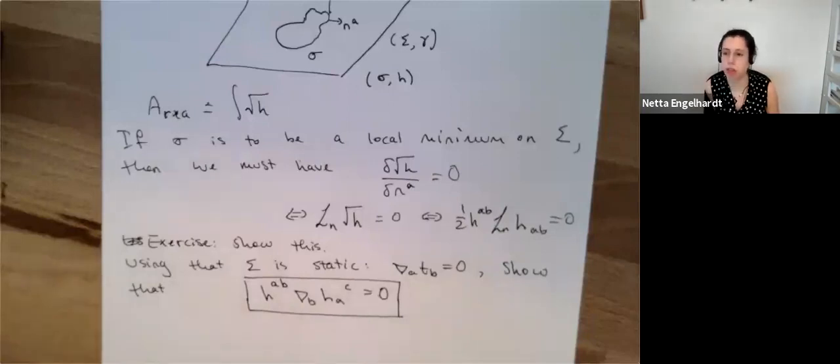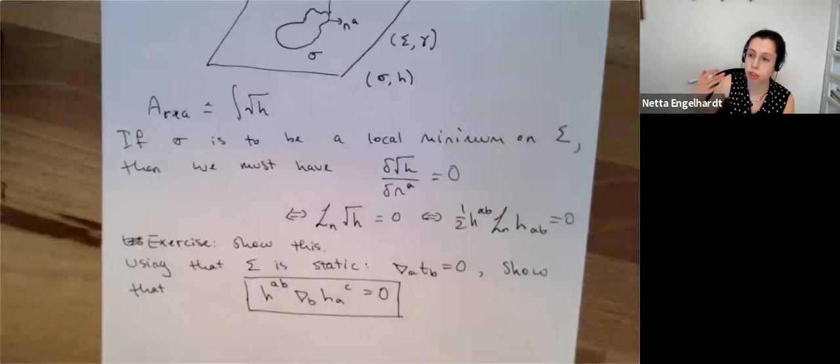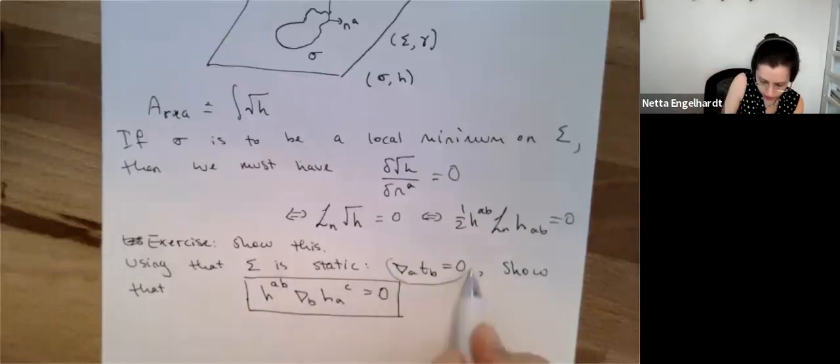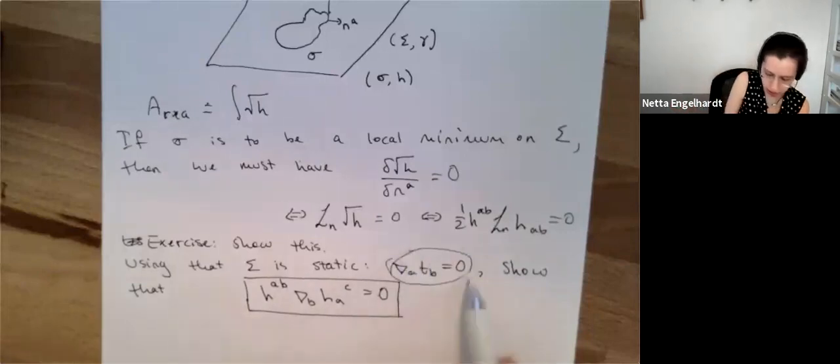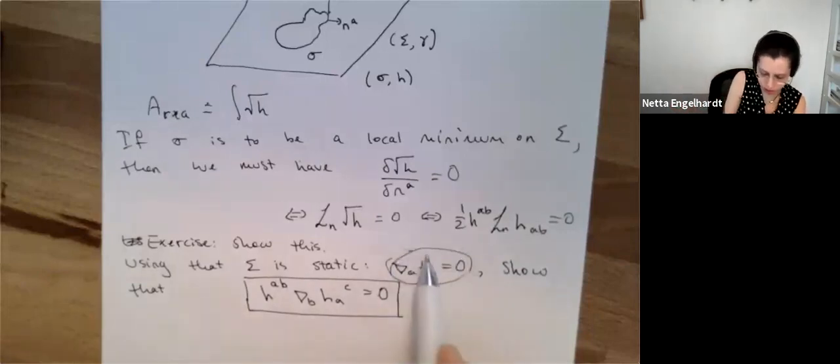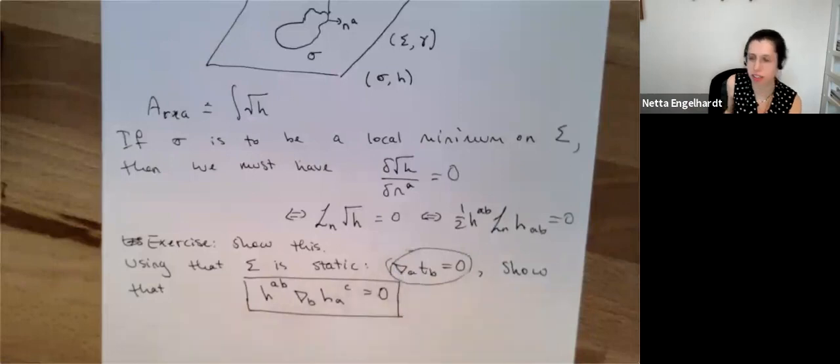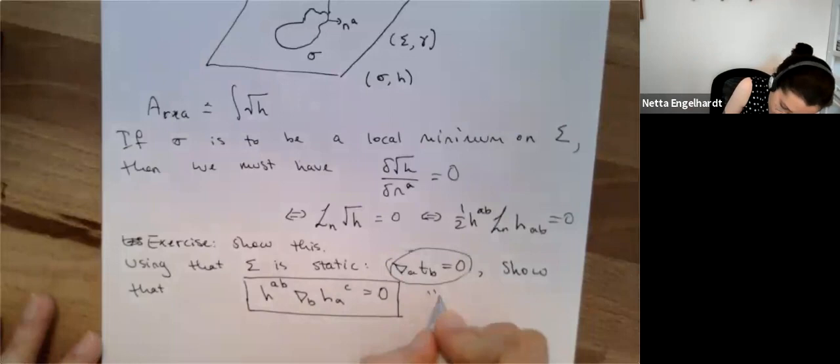One thing you can also note when you see this is that the only way in which you use the fact that sigma is static is in this equation here. But it turns out you don't actually need sigma to be static. You don't need spacetime to be static. You just need to have a Cauchy surface that satisfies this. This is called a moment of time symmetry.